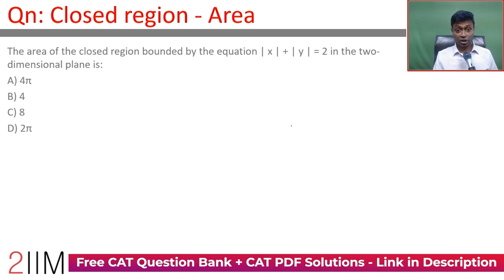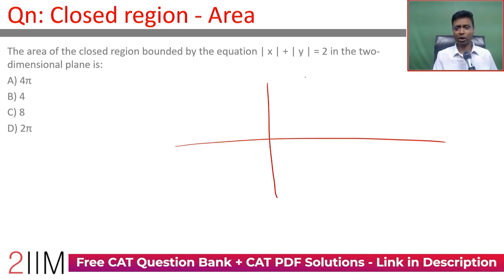The area of the closed region bounded by the equation mod x plus mod y equal to 2 in the two-dimensional space. Fine. I know this question, I know this shape, so I'm going to rush to the answer, and then we'll discuss how we can get this. Mod x plus mod y equal to 2 is a shape like this.